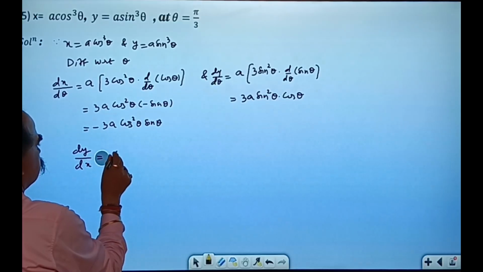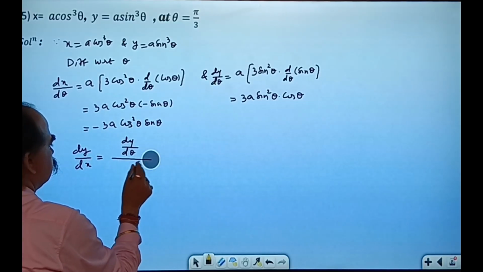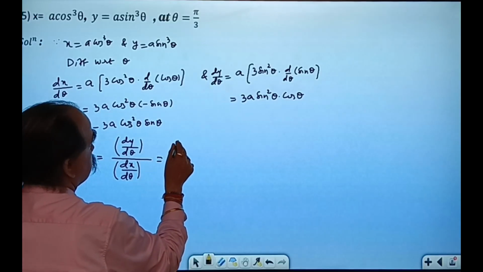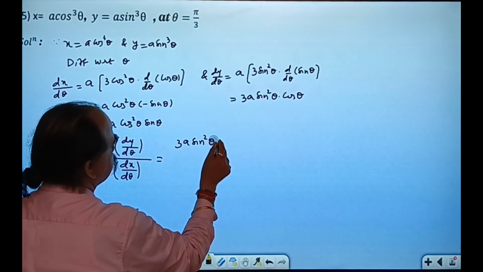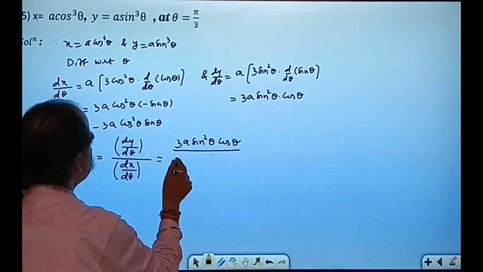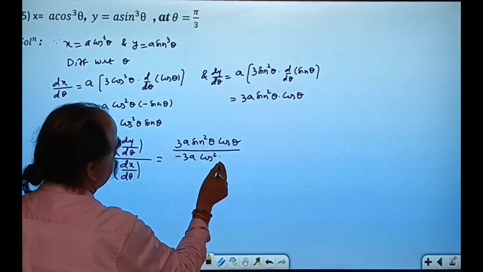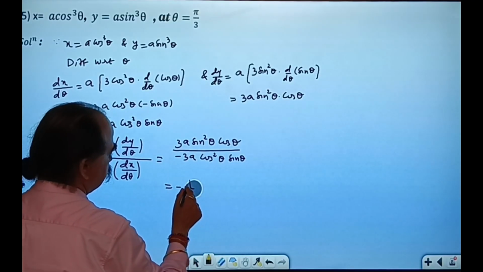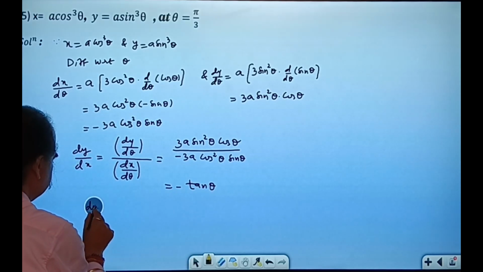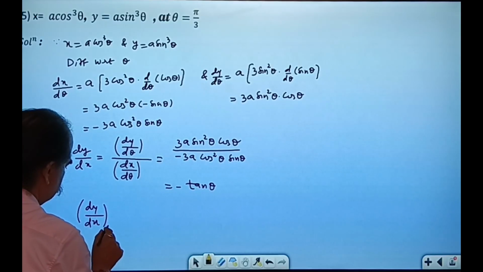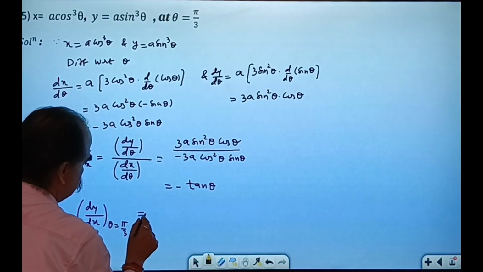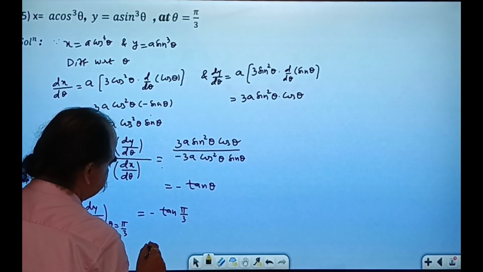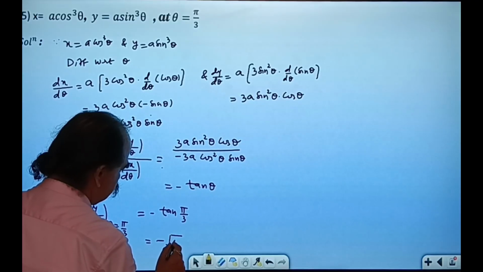dy by dx is what? dy by d theta upon dx by d theta. 3a sine square theta cos theta upon minus 3a cos square theta into sine theta. 3a will get cancelled. One sine is left in numerator upon cos. Now we want dy by dx when theta is what? Pi by 3. Minus tan pi by 3. And tan 60 is what? Minus root 3.